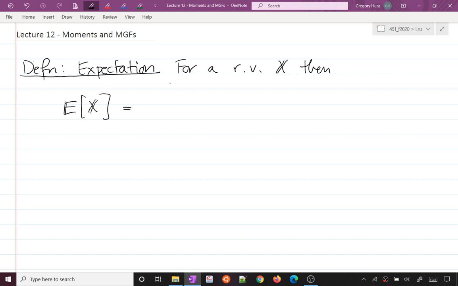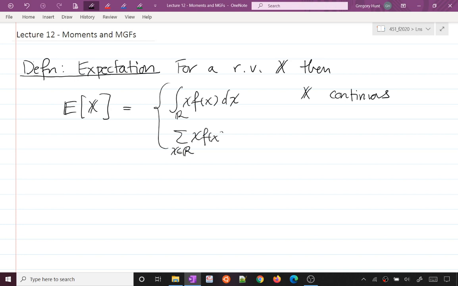was, well, we had two cases. If X is continuous, then the expected value of X was the integral over everything of x times f(x), where f is the PDF, dx. And in the discrete case, instead we summed over everything of x times f(x). And here, in the case where X is discrete, this little f is the PMF.